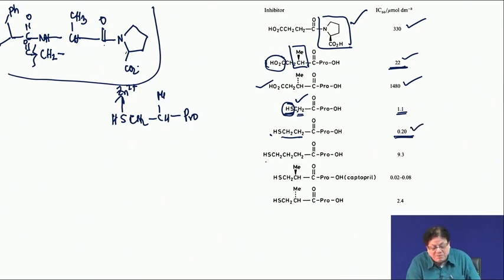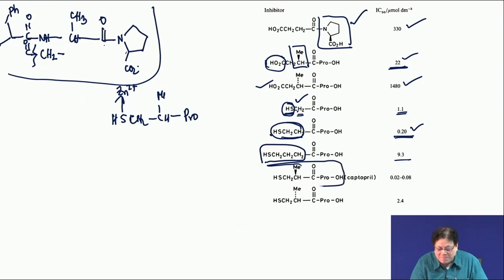So, first they optimize the number of carbon atoms attached to the sulfur: 1 is 1.1, 2 is 0.2, 3 is again 9.3. So, that means these 2 carbons are the ones which you require, okay. And then they put the methyl now. So, then they put the methyl and this is the compound, and this has got a very good IC50 value, 0.02 to 0.08.